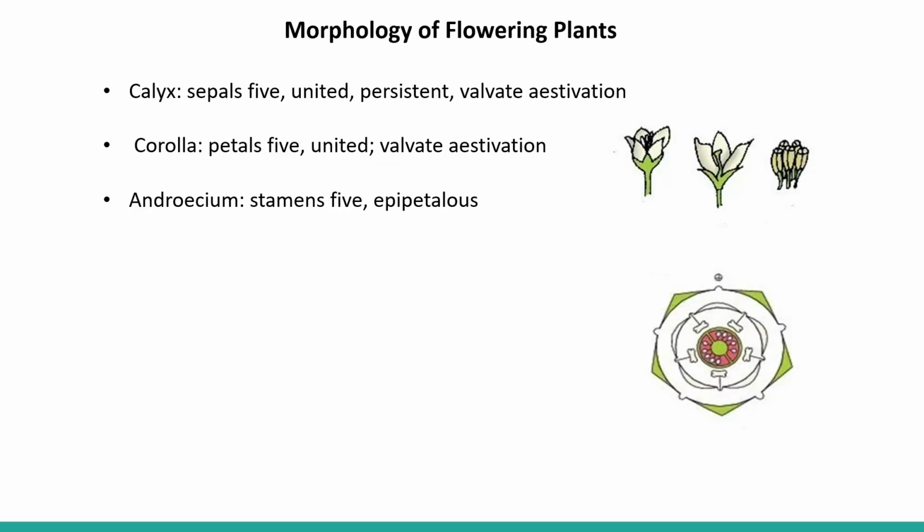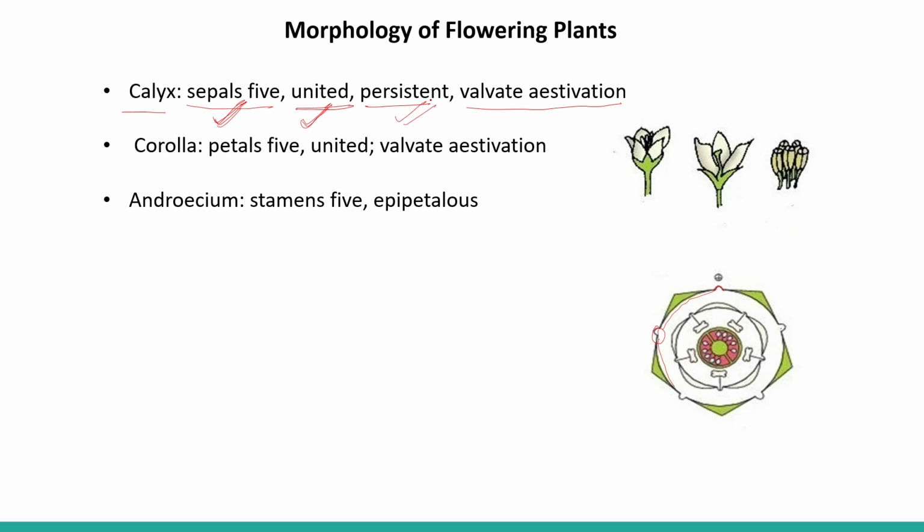Next, calyx. Sepals are 5, united. They are united. Persistent and valvate aestivation. So here we can see the margins are not overlapping. The margins of the sepals are free, and they are united here. So sepals are 5, united, persistent.